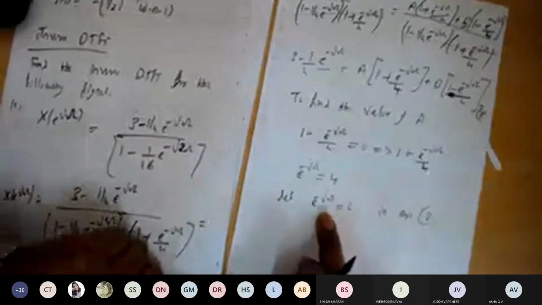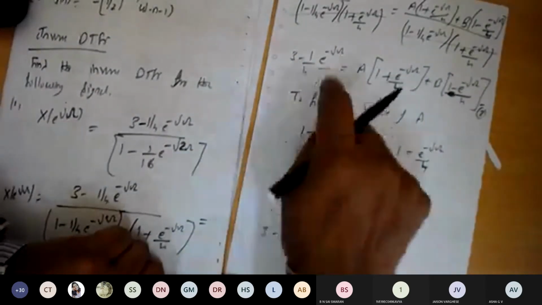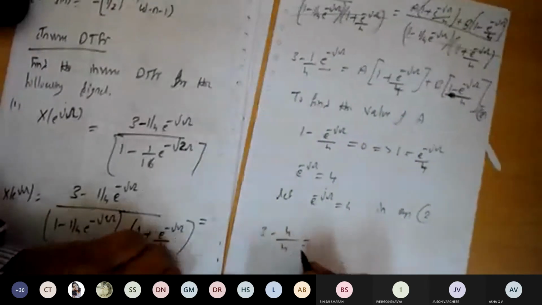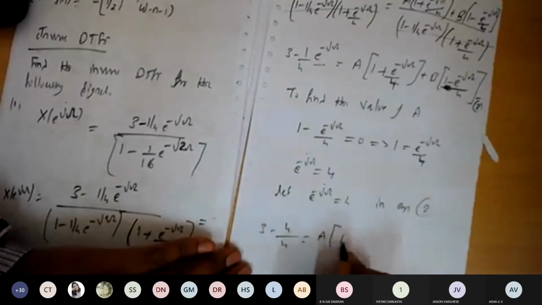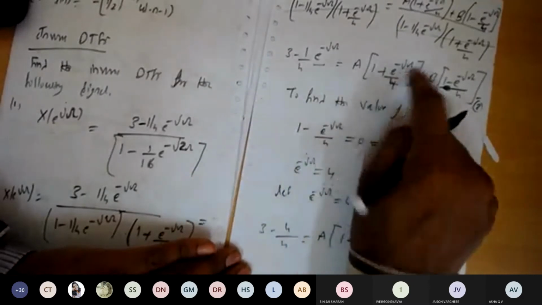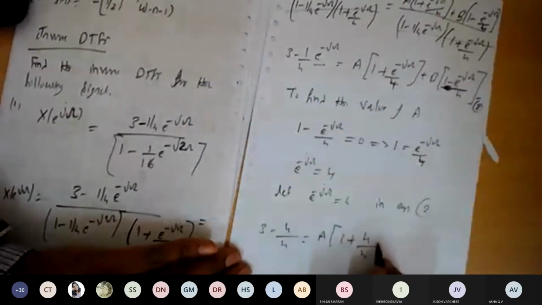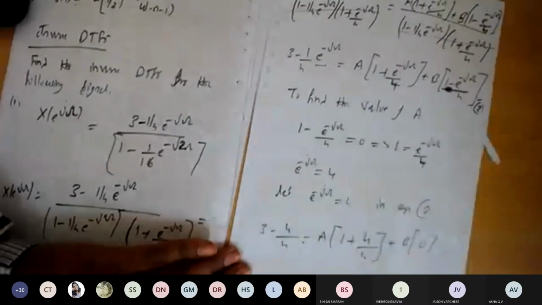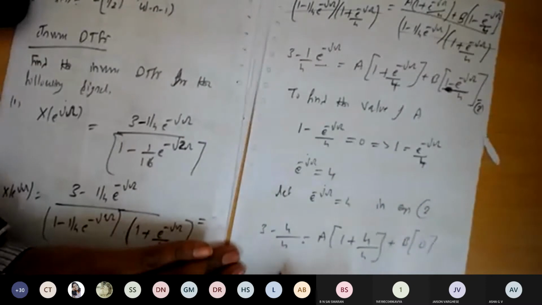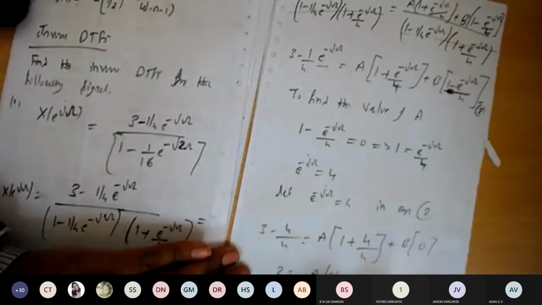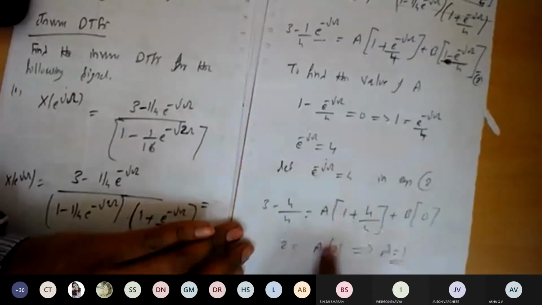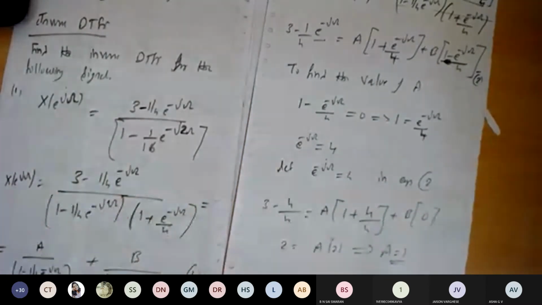If you substitute here, what we will get on the LHS is 3 minus e to the power of minus j omega, which is 4, so 3 minus 4 by 4. That is equal to a into 1 plus, in place of e to the power of minus j omega, I'm substituting 4 divided by 4, plus b into 0, because these terms will get cancelled. So 3 minus 4 by 4 is nothing but 2. So 2 is equal to a into 1 plus 1, which is 2. This implies the value of a is equal to 1. So 4 by 4 is 1, and 1 plus 1 will become 2. So we get this answer.